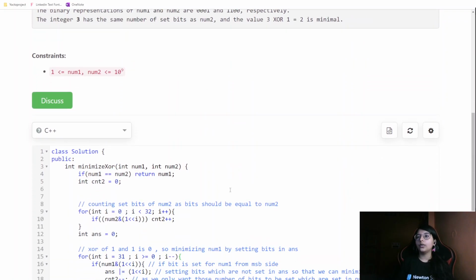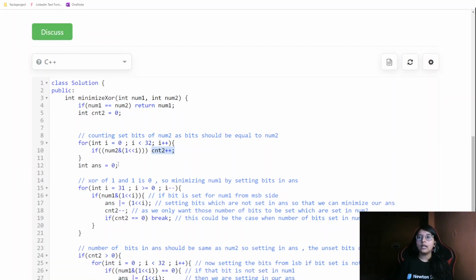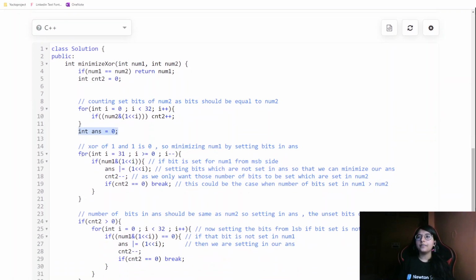So here's the coding. First thing is that if both of them are equal, then we will directly return the number. And at the starting, we are taking the count 2. Now, first we are checking how many bits are set. I had already explained in one of my videos how we check for set bits. Whenever a bit is set, we increase the count of count 2. Here, we are just initializing the answer.